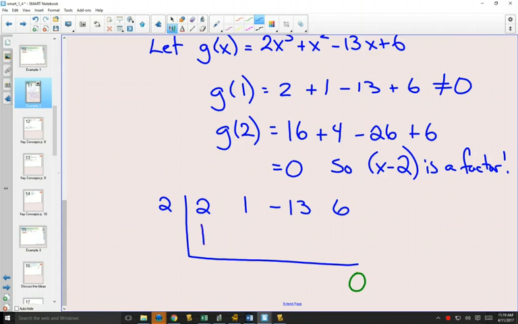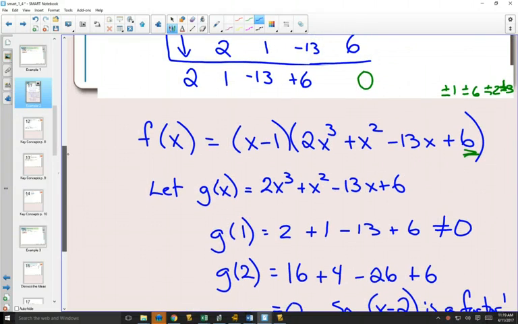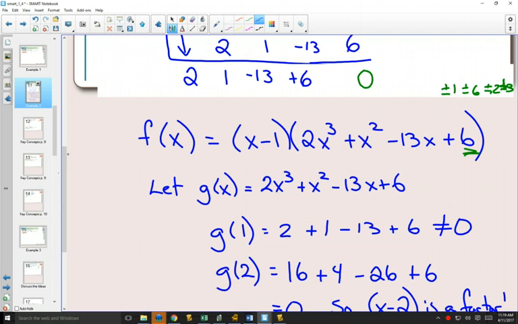We bring down the 2. Multiply, add, multiply, add, multiply, add. Sure enough, it works. Again, this is the point, the next line is where a lot of people make mistakes. So what am I trying to do? I'm trying to factor f of x. That was my goal, to factor f of x completely. I found one factor with the x minus 1. Then I created a new function g of x, so I could factor that, and now I found a factor of g of x, which is this whole thing right here.